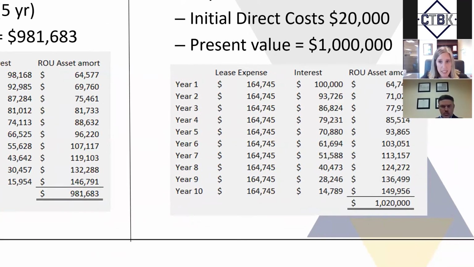Looking at that last example, again, with that lease expense needing to be straight line and include my initial direct cost amortization, I now have lease expense each year of 164,745. My interest is that lease liability times the 10%, with my right of use asset amortization being the difference. And you can see at the end of the 10 years, in this case, because we had that $1 million plus the 20,000 initial direct cost, I have fully amortized that $1,020,000.